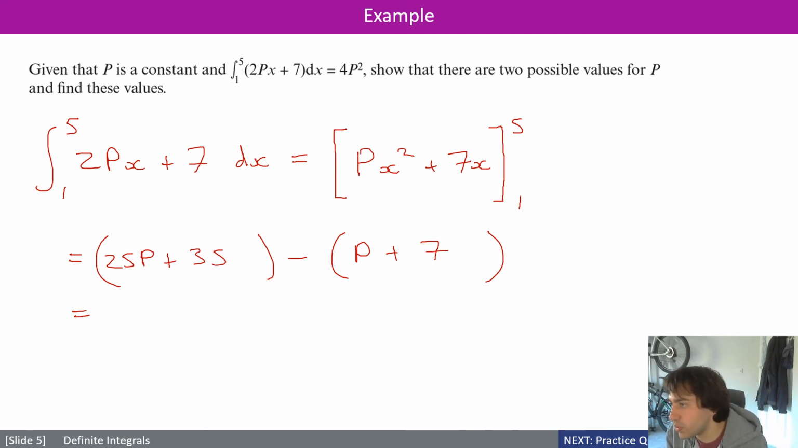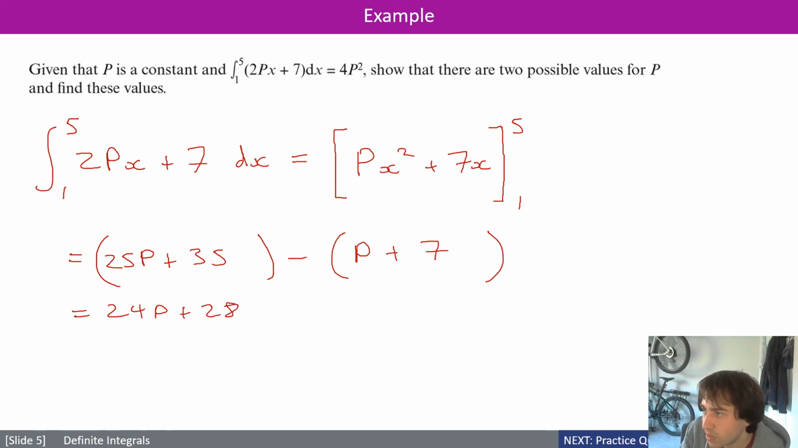And now be very careful when we say take away, find the difference, you need these brackets here. This is minus p and also minus 7. It's not just a minus of a p. That's a very easy mistake to make, to not apply this minus to everything inside those brackets. So 25p minus p is 24p. 35 minus 7 is 28. So that left-hand side we've shown is the same thing as 24p plus 28.